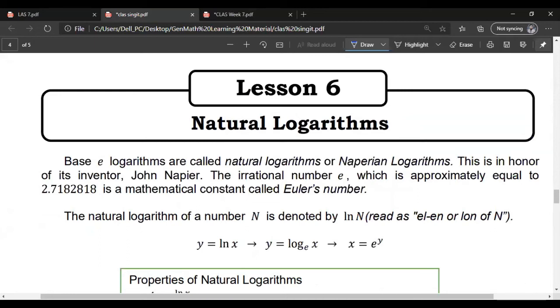Okay. So, basic logarithms are called natural logarithms or Naperian logarithms. This is in honor of its inventor, John Napier. To give you a hint kung sino si John Napier, John Napier is a mathematician. Malamang. Joke lang. Mathematician siya. Tapos sabi, meron daw siyang dysgraphia.